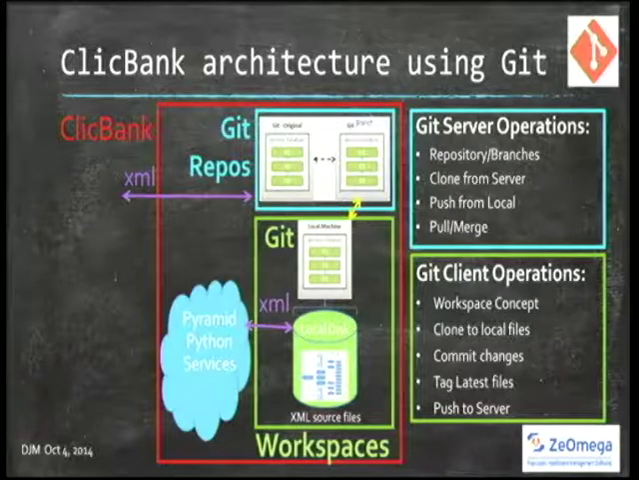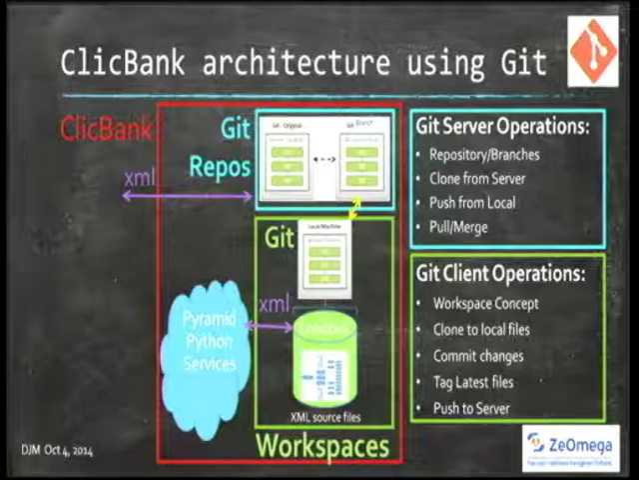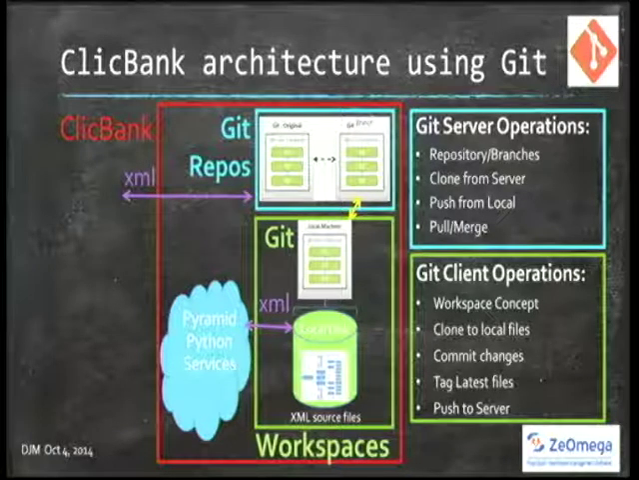The next thing we're going to do is have Pyramid running Python services, and it's going to interact with the Git repos. We can use XML to talk to this local file. The engine part of the code is written as part of these Pyramid Python services as an API that they can call, and they manage the files on the disk, the XML, and the Git.